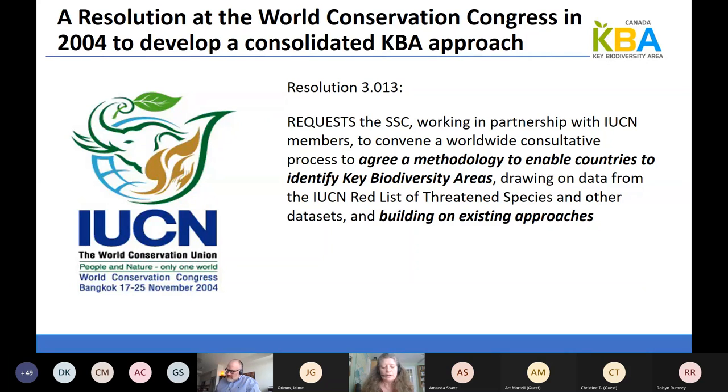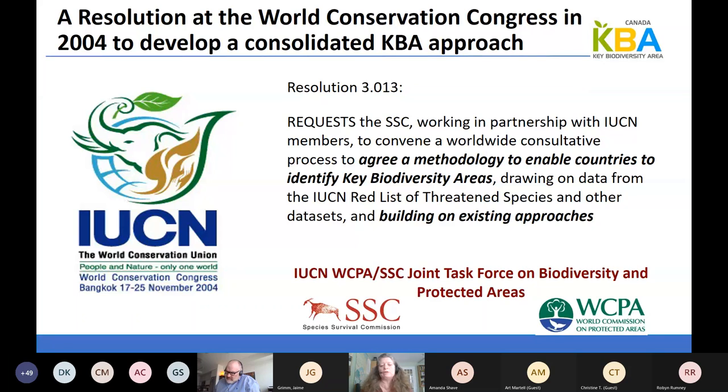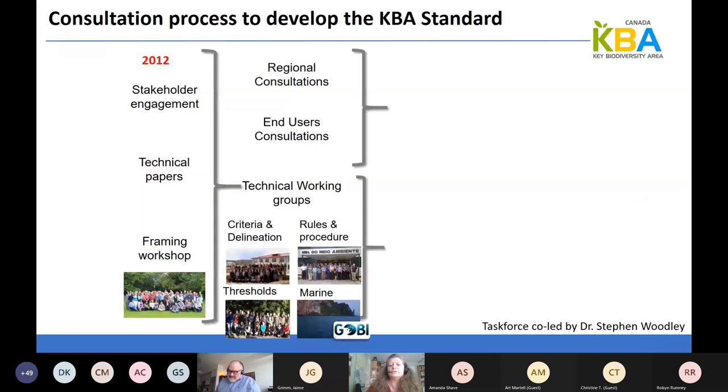This resolution, WCC 3.013, led to the creation of a task force, a joint task force with both the WPCA and the Species Survival Commission, which led a consultative process to develop the KBA standard. And Stephen Woodley from Canada was one of the co-chairs of this throughout the process. And we had our eye on Canada fairly soon.